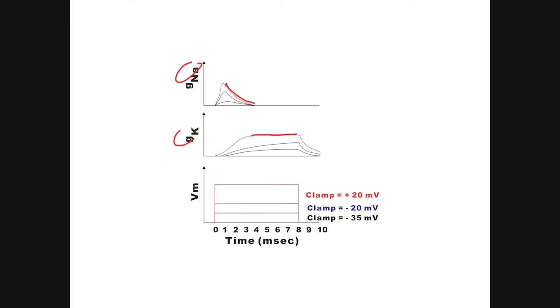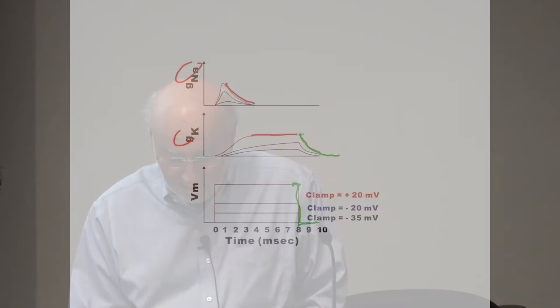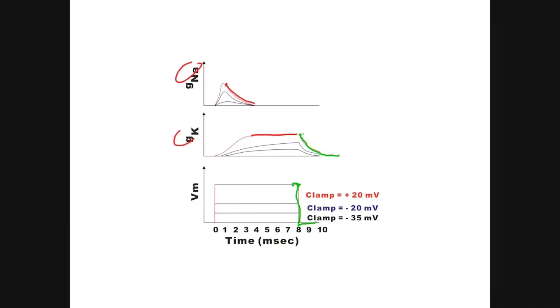Look at what's happened here, by the way. When you return the membrane potential from, in this case, plus 20 to zero, you see what happens to the potassium channel? It closes. It stays open as long as the depolarization is maintained. But when you remove the depolarization, it closes. And that process is called deactivation, as opposed to inactivation here. This is deactivation. OK, so that's one difference. Although I must say that difference is not a critical one.